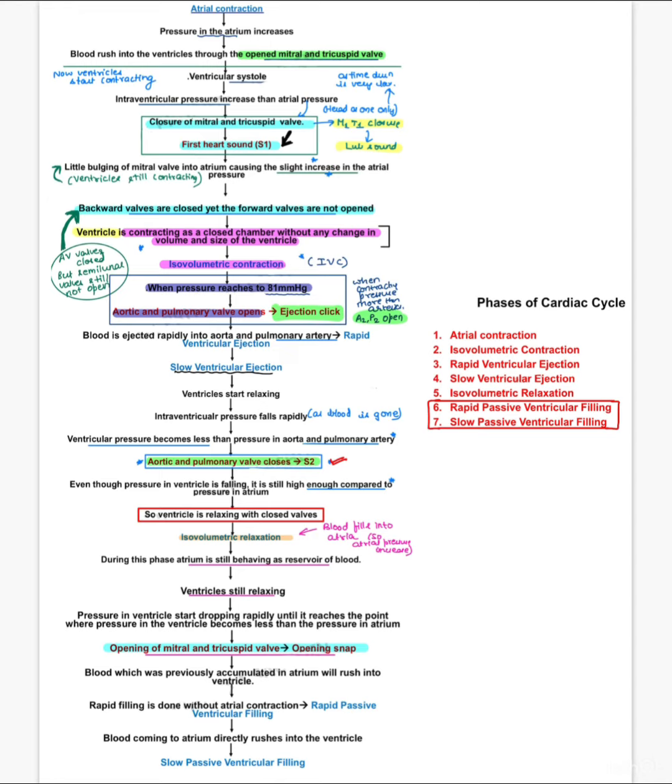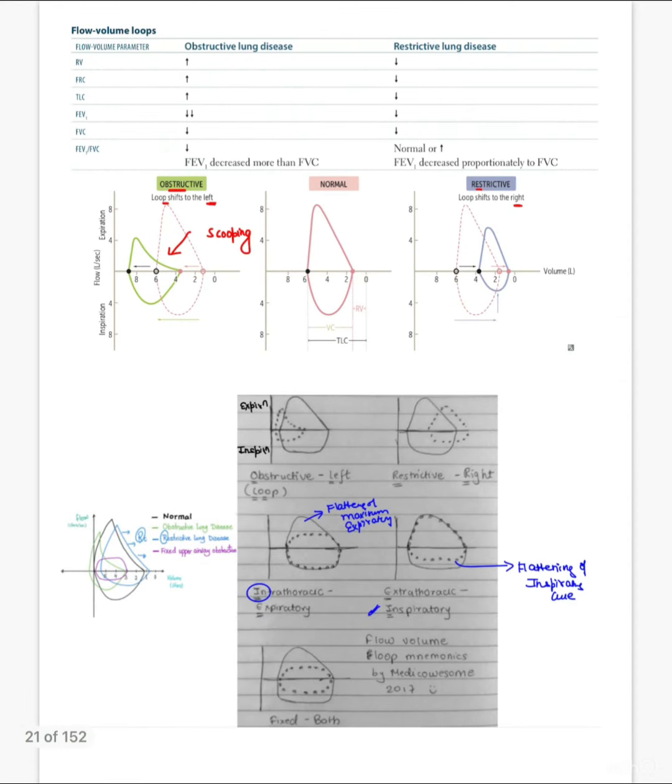Okay, now coming on, this is already discussed, the cardiac cycle phase, and now coming on to your flow volume loops in lung disease, guys. See, this is very easy, much easier than your cardiac cycle, guys. So now see, if we talk about obstructive lung disease, basically there is an obstruction to the breath. So here what happens, FEV1 by FVC decreases, guys. This is important. Decreased FEV1 by decreased FVC.